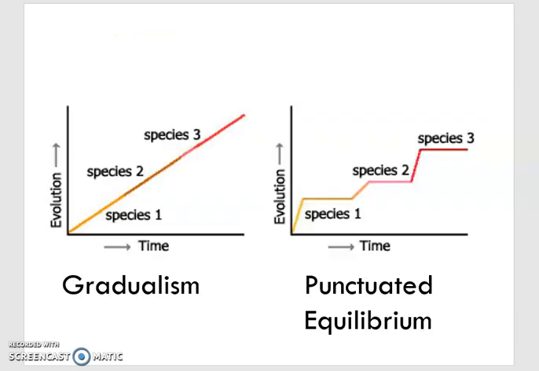Here's some images that show that. So gradualism, kind of steady over time, versus punctuated equilibrium. Again, this could occur maybe due to founder effect or bottleneck effect. This might lead to a more rapid change or a more rapid formation of species.